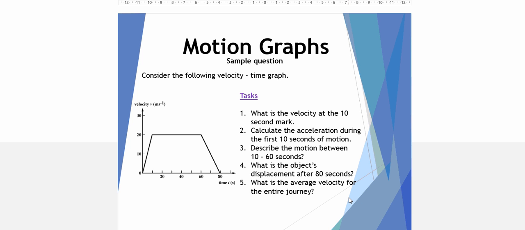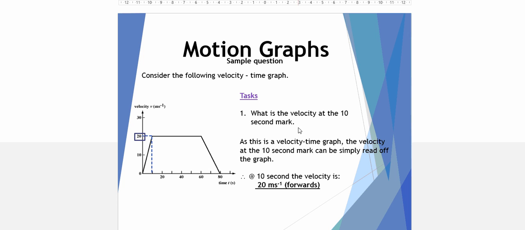Our second motion graph is a velocity time graph. And for this graph, we're asked 1, what is the velocity at the 10-second mark? 2, calculate the acceleration during the first 10 seconds of motion. 3, describe the motion between 10 to 60 seconds. 4, what is the object's displacement after 80 seconds? And 5, what is the average velocity for the entire journey?